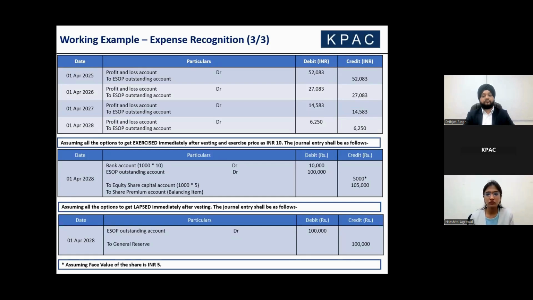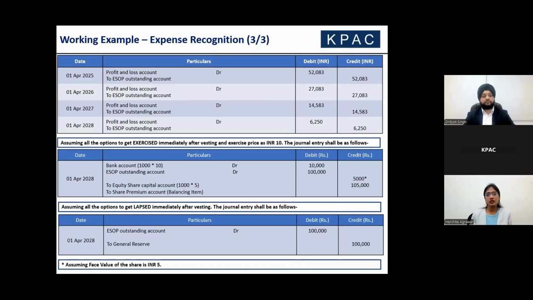So, if we look at the first scenario, since the options are exercised after vesting, employees pay the exercise price by paying 10,000 in the bank, which is nothing but 1,000 options multiplied by 10 rupees, which in our case is the exercise price. At the same time, we need to clear the ESOP outstanding account, which has 1 lakh sitting in it. So we debit this. Since the face value of each share is 5 rupees, we transfer 5,000 to equity share capital and the remaining 95,000 goes into share premium.